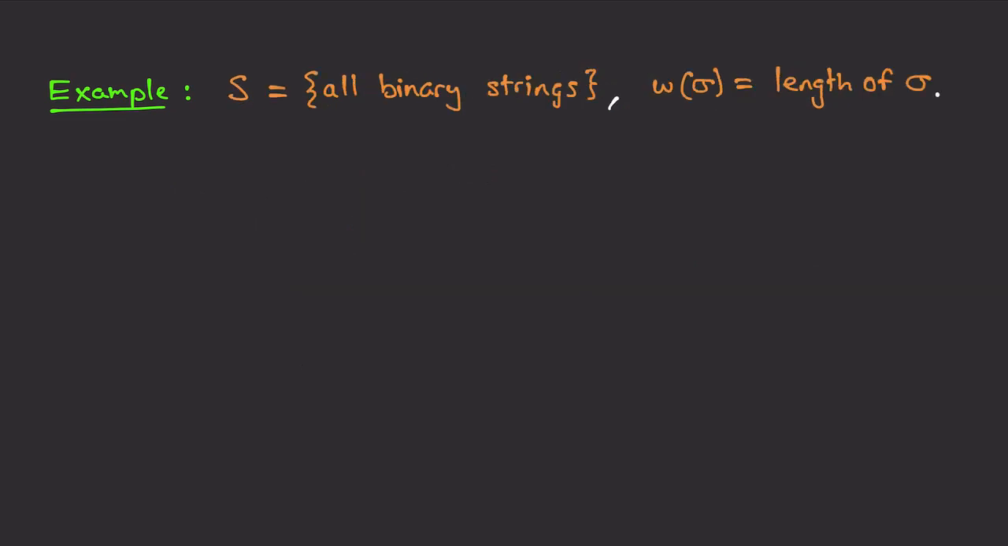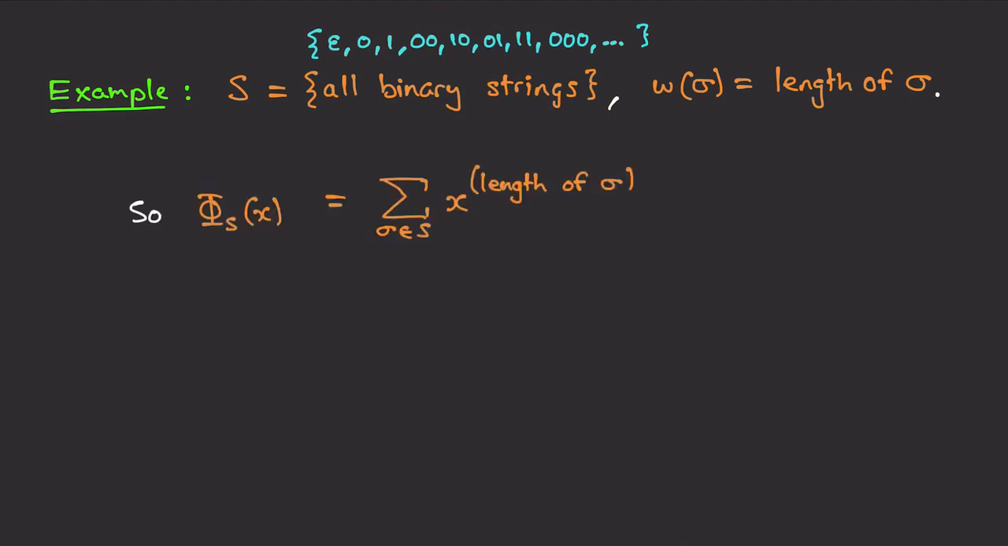Here's another combinatorial setup. Let S be the set of all binary strings, and let the weight of each string in S just be the length of that string. I haven't formally defined binary strings yet, but here's what the few shortest ones look like. We start with the empty string, which is traditionally written epsilon. This has length 0. Then there's two strings of length 1, 0 and 1. There's four strings of length 2, 00, 01, 10, 11, and so on. The generating series for this set is the sum over all binary strings of x to the power of the length of that string.